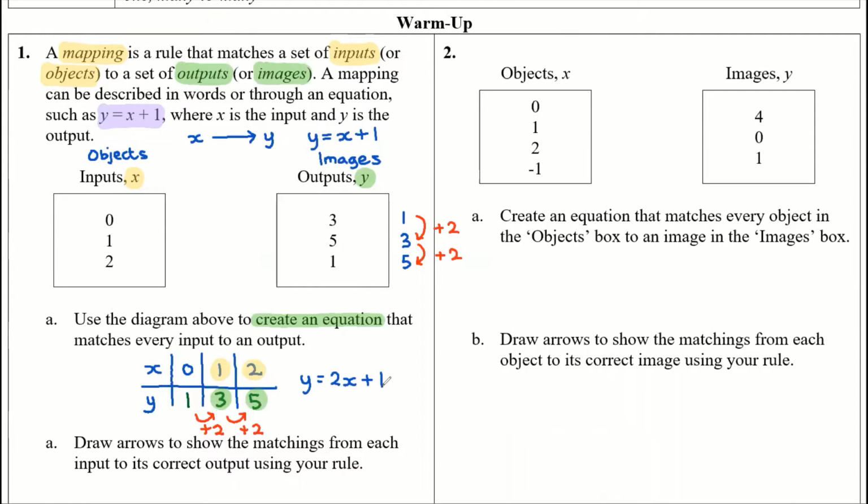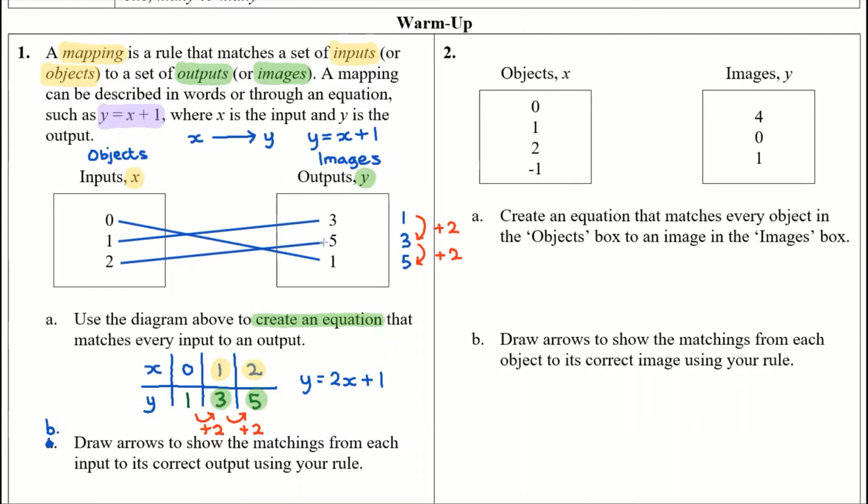And for part B, oh, there's a typo there. Sorry, that should be part B. I apologize. Draw arrows to show the matchings from each input to its correct output using your rule. So we just draw some arrows. So this is how you would have drawn a mapping back in probably primary school or year 7, something like that. So your arrows, so obviously 0 maps to 1, so I'll put an arrow that way. 1 would map to 3, and 2 would map to 5.